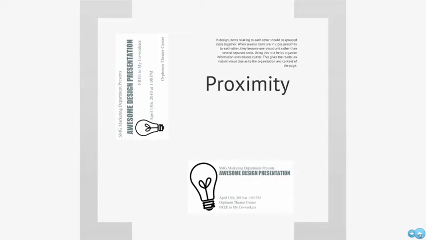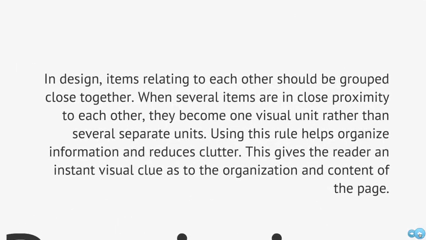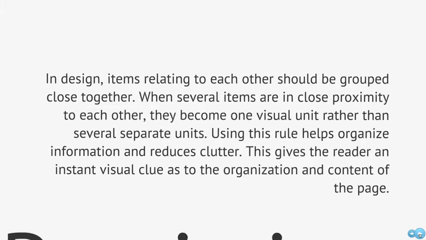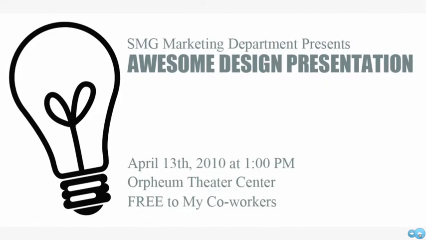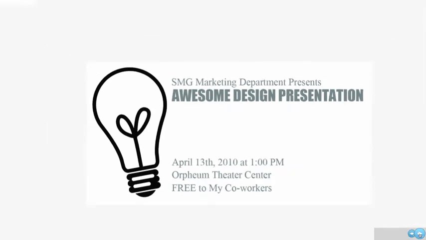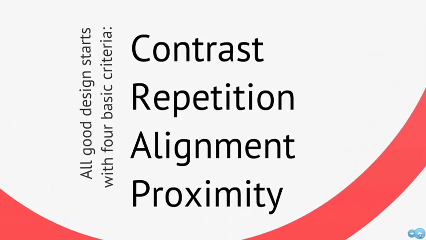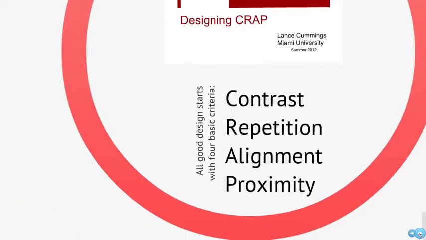Last but not least is the P in crap. Proximity simply means organizing elements into logical units that help convey information to your reader. Wow, what am I supposed to look at here? What information am I supposed to glean from this? Now I see. All the event information is together now, so the audience knows exactly how to attend the event. There we are. We spelled our word crap.